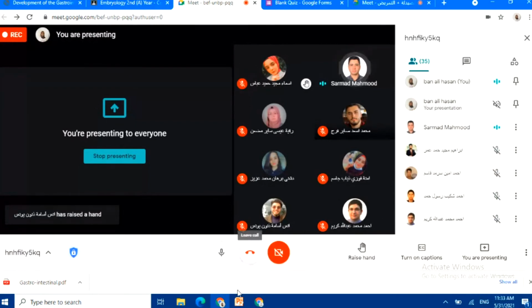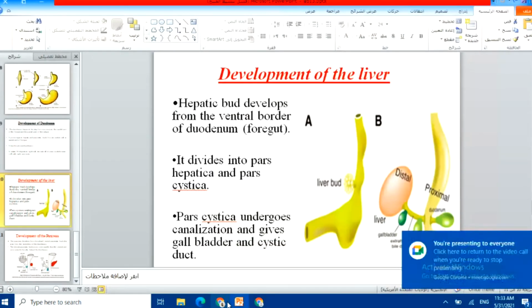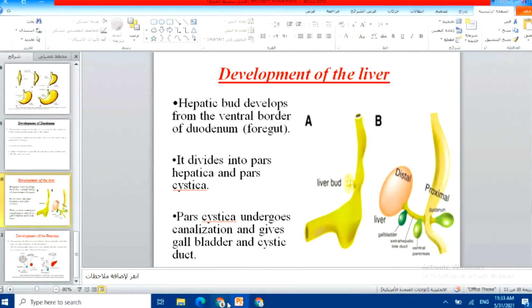Excellent. Okay. So let's see another thing. It says that this pancreatic bud will divide into two parts. Tell me. Yes. Dr. Aban, please, thanks. We see the interaction. I see more than one student has raised their hand. Yes, we're always like that.